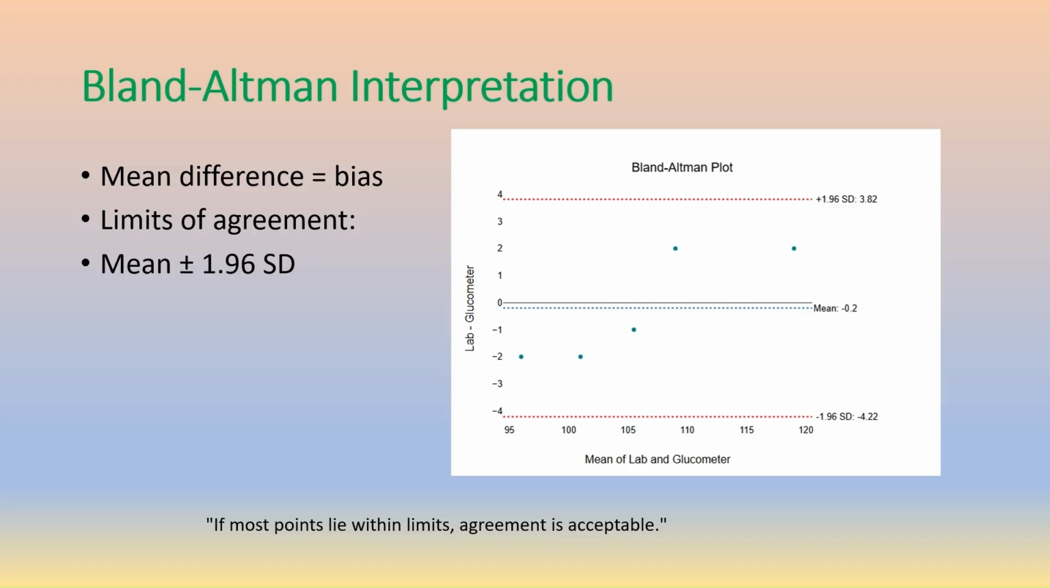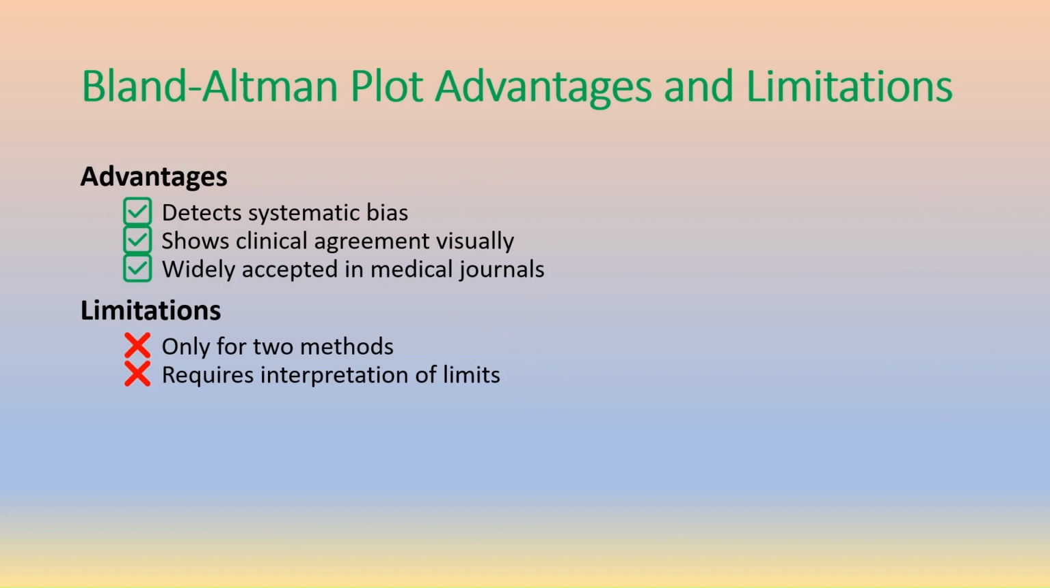If most patients lie within the limits, agreement is acceptable. Bland-Altman advantages and limitations: it detects systematic bias, shows clinical agreement visually, and is widely accepted in medical journals. Limitation: only for two methods.